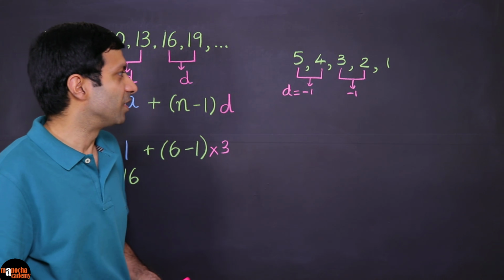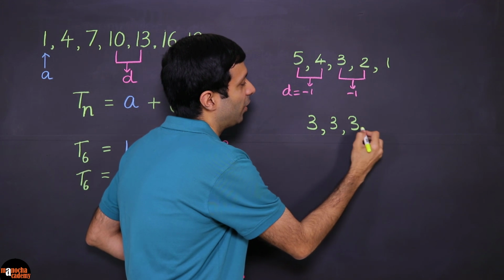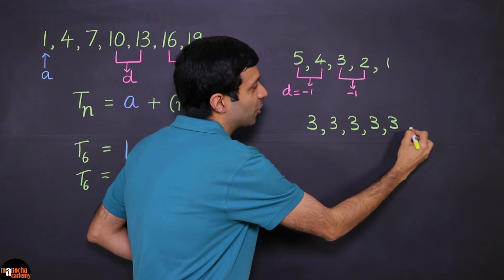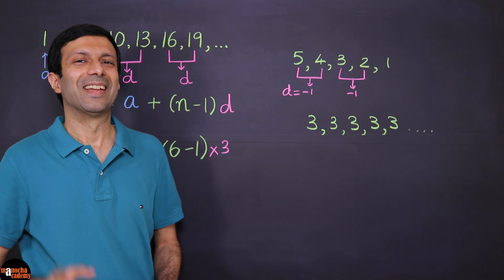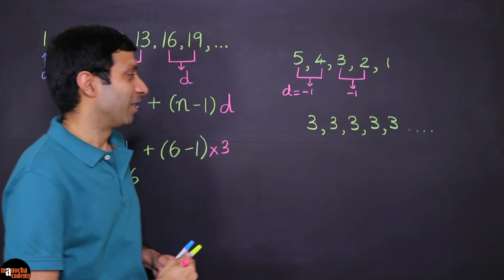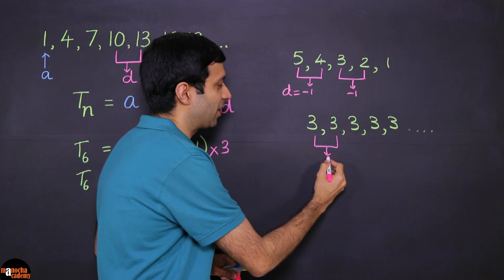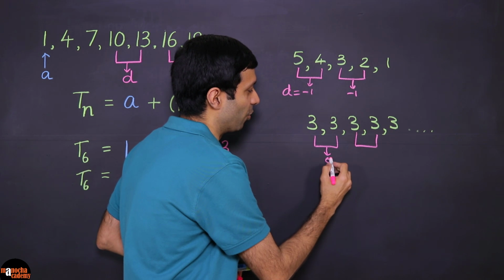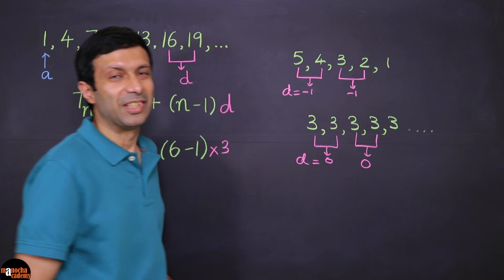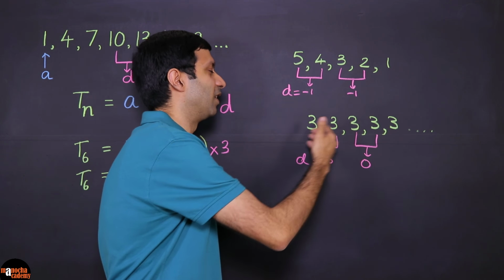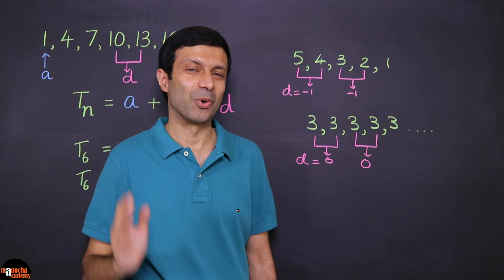And how about this sequence? Let's say I write this sequence here: 3, 3, 3, 3, 3, and so on. So is this an AP? What do you think? That's right, this is also an AP. Again, apply the same concept. Can you see that the common difference between two consecutive terms here is 0? So the common difference here is 0. So even the same terms 3, 3, 3, 3 also form an arithmetic progression.